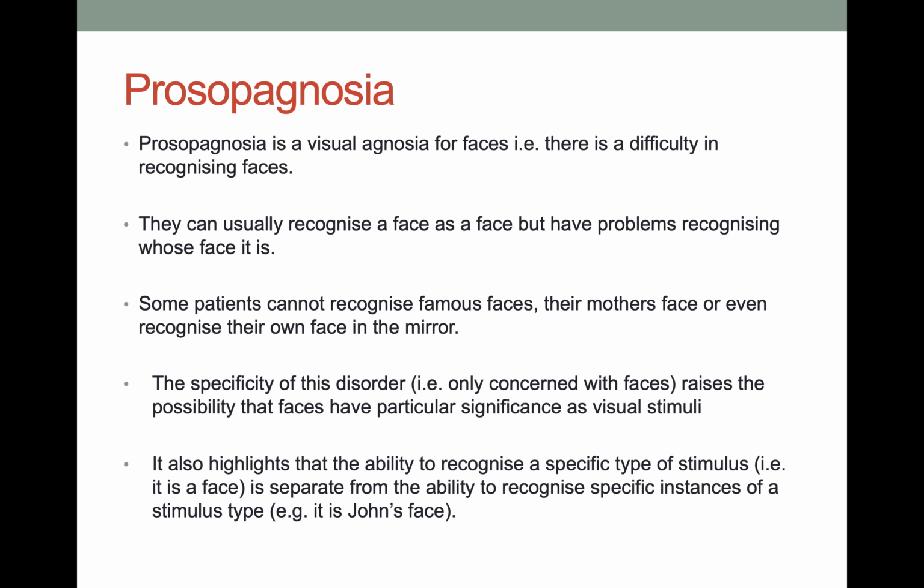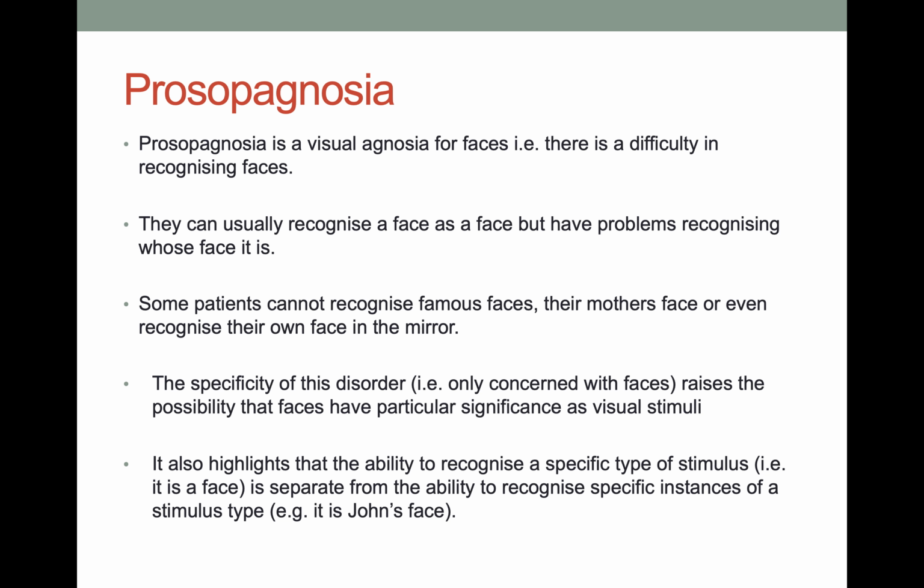Now, prosopagnosia is a visual agnosia for faces, so there is a difficulty in recognising familiar faces. So people with prosopagnosia can usually recognise a face as a face, but have problems recognising who the face belongs to. Some patients cannot recognise famous faces, their mother's face, or even their own face in the mirror. Now, the specificity of this disorder, in other words, it only being concerned with faces, raises the possibility that faces have particular significance as visual stimuli.